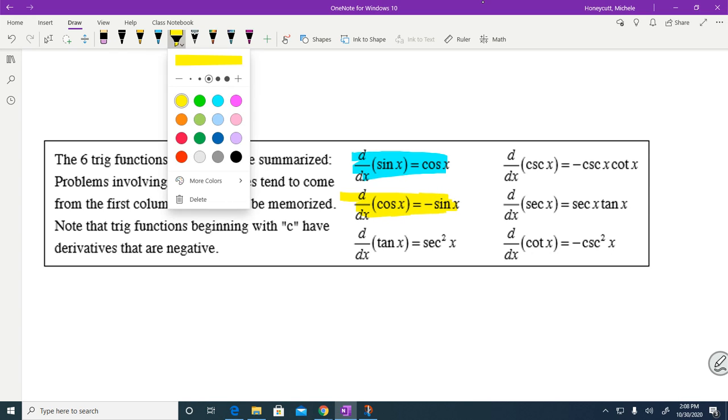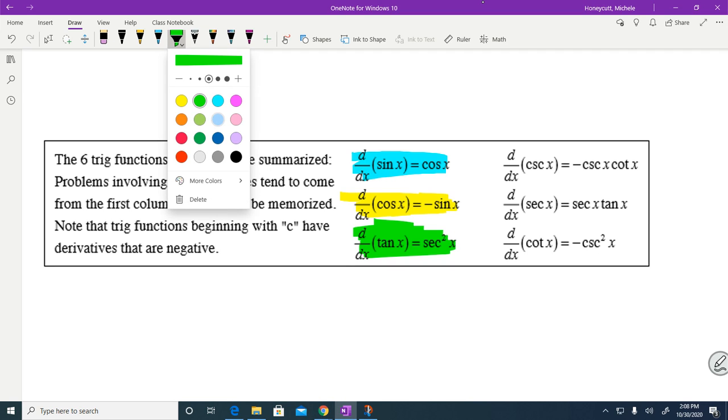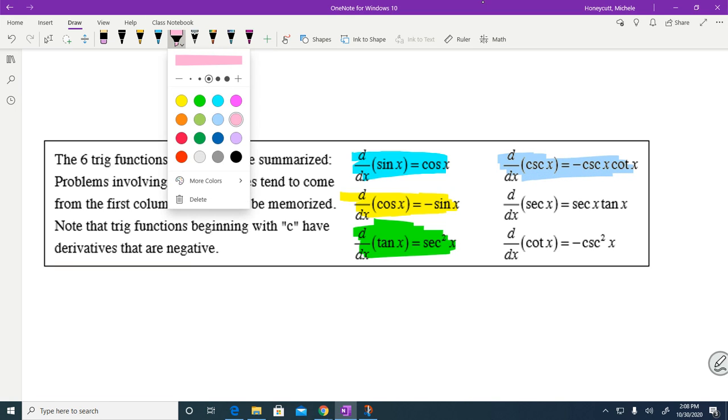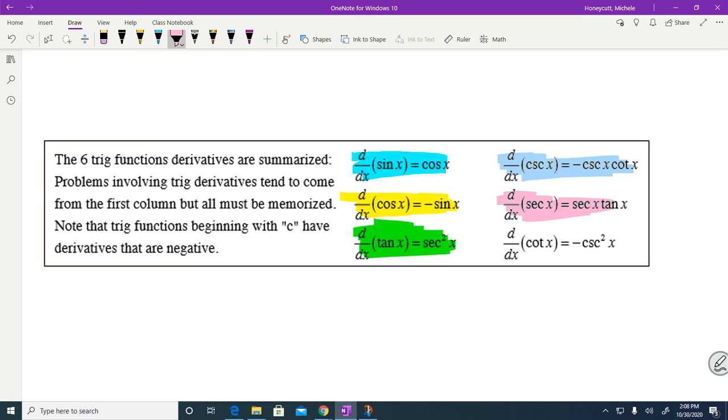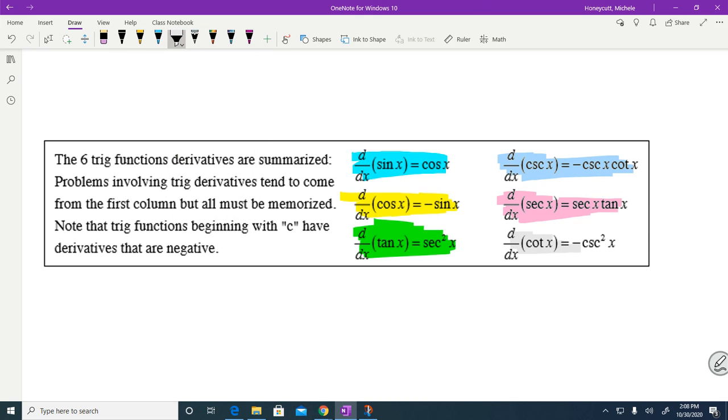Derivative of tangent is secant squared. Derivative of cosecant is negative cosecant cotangent. Derivative of secant is secant tangent. And then the derivative of cotangent is negative cosecant squared.